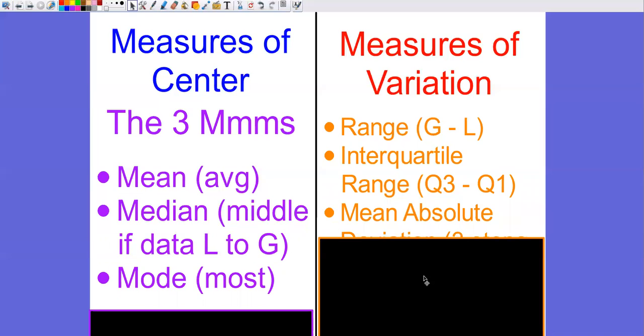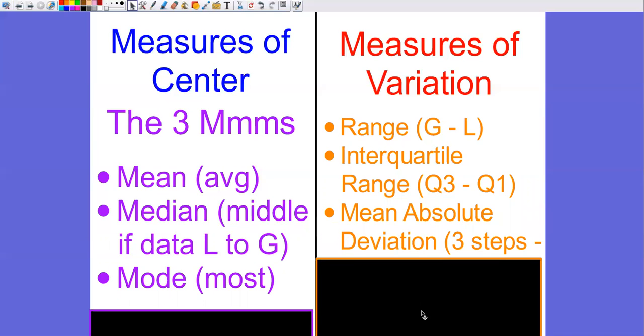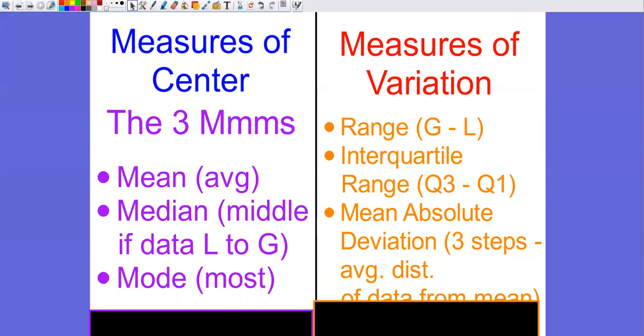And that way you cut out the outliers when you're finding the range of just that middle 50% of the data. And then you have the mean absolute deviation. Remember the 3 steps? It's the average distance of data from the mean. You find the mean, you make a list of deviations, and then you find the average of that list, or the mean of that list. Okay, so measures of center, the 3 M's, mean, median, and mode. Measures of variation, range, interquartile range, which is IQR, and mean absolute deviation, which is the MAD.